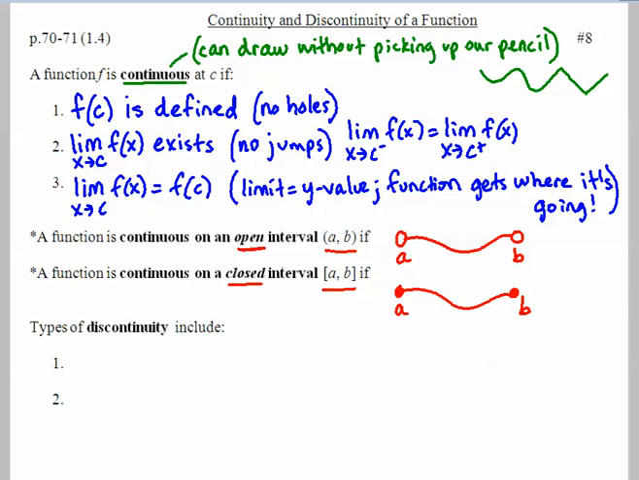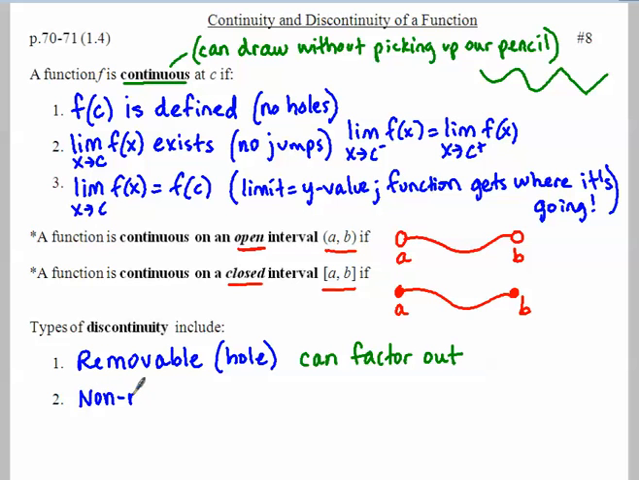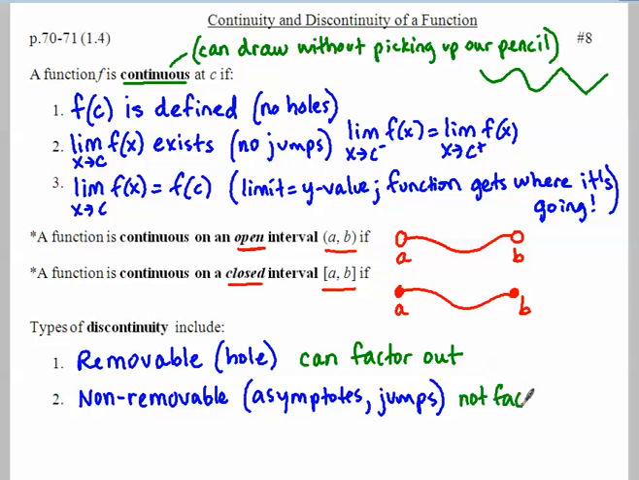Then we've got two types of discontinuity. One type is called removable because it can be easily fixed. That's a hole. And when we think about how that looks in the function, it can factor out, and we'll look at some of those. The other kind of discontinuity is called non-removable because it cannot be simply fixed. Those are asymptotes and jumps. And if we see them in the expression of the function, those are not factorable.